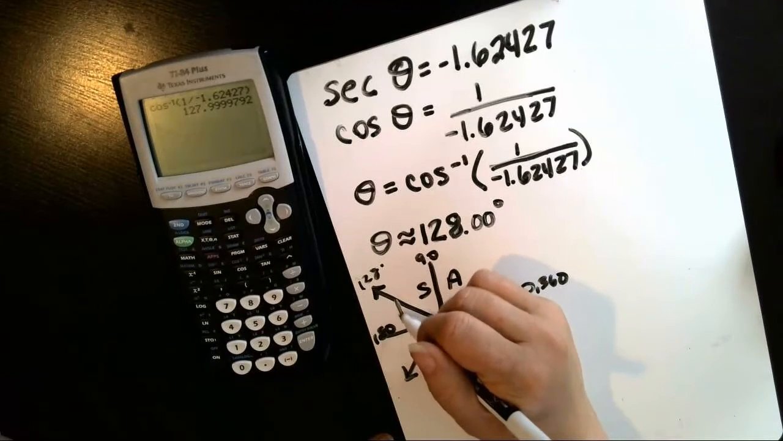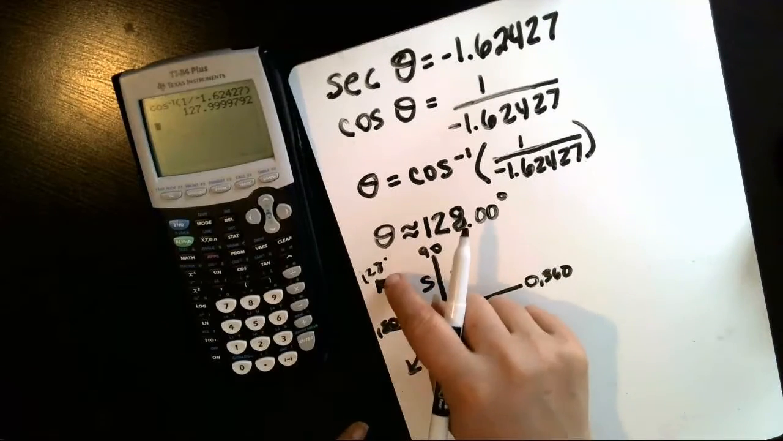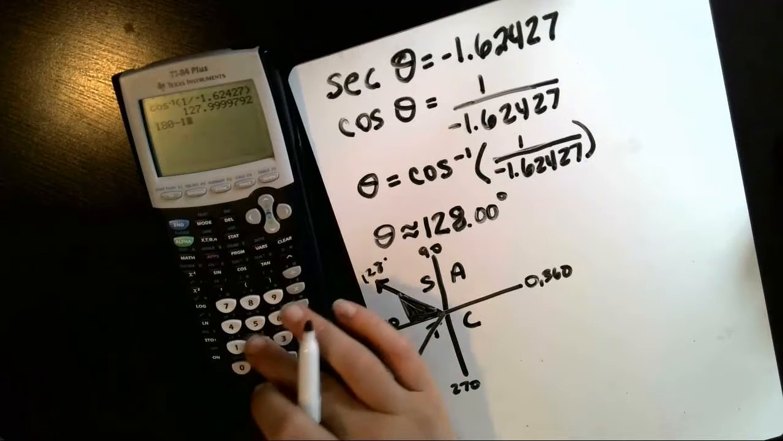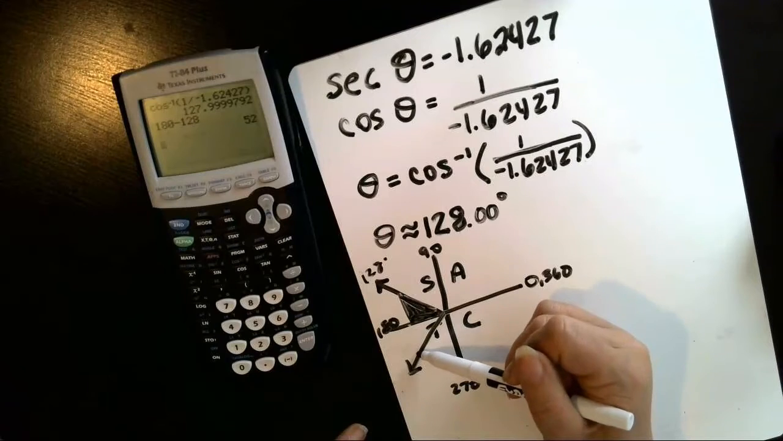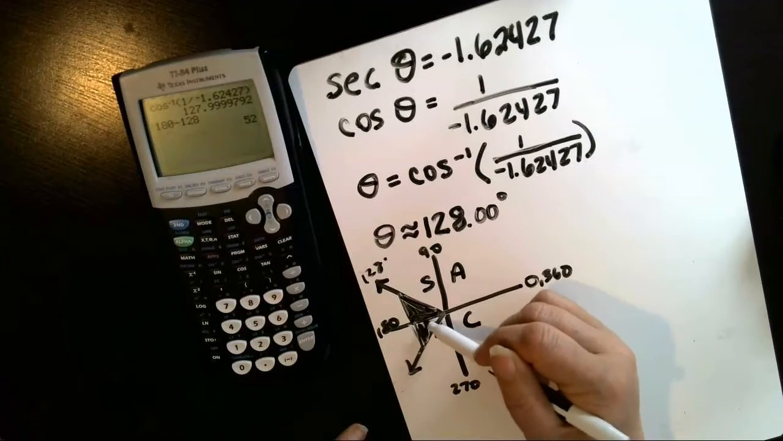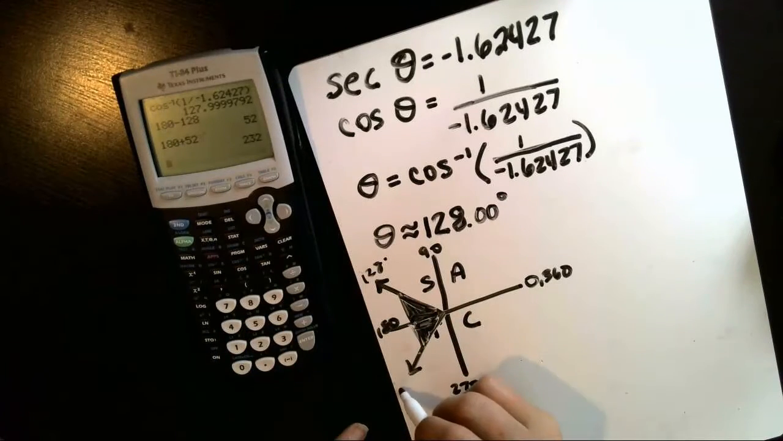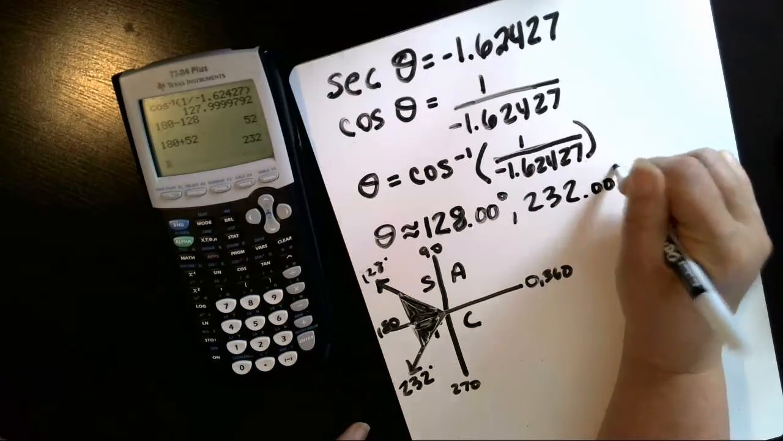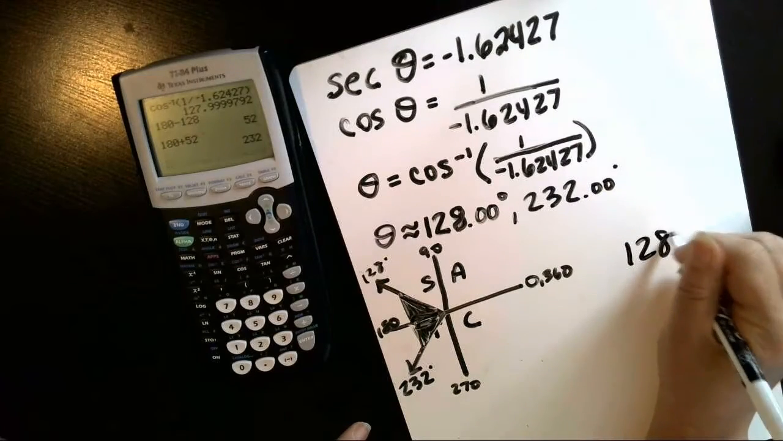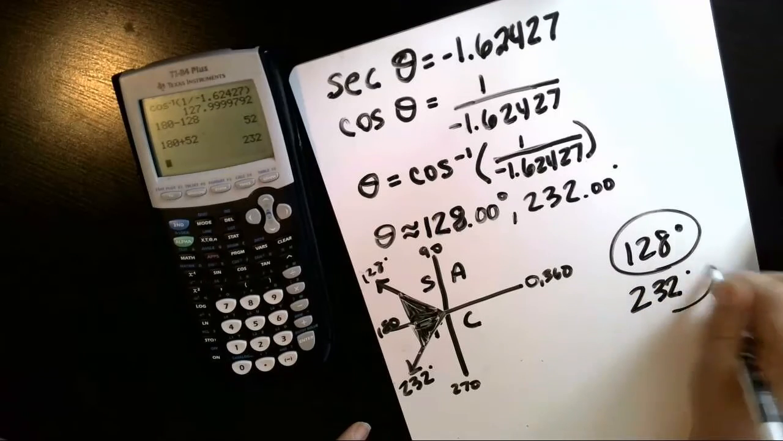So if we use reference angles, this distance right here is from 180 to 128. So 180 minus 128 is 52, so that's my reference angle. That means if I start at 180 and I add another 52 degrees, I'll get here in the third quadrant. So 180 plus 52 is 232 degrees. So that would be my second solution, 232.00 degrees. So my two answers are approximately 128 from quadrant 2 and 232 degrees from quadrant 3.